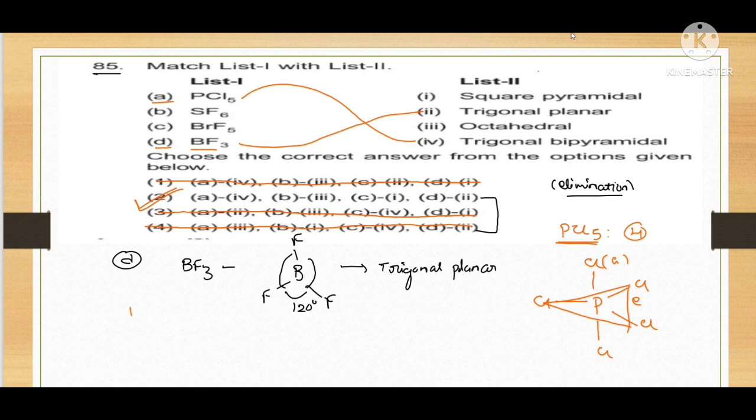Okay, we know that SF6 structure is octahedral. That means fluorine, fluorine, fluorine, fluorine, fluorine, fluorine. The structure of SF6 is octahedral. Here B is equal to 3, that is octahedral. Okay, it satisfies the above condition. Now let us verify option C.